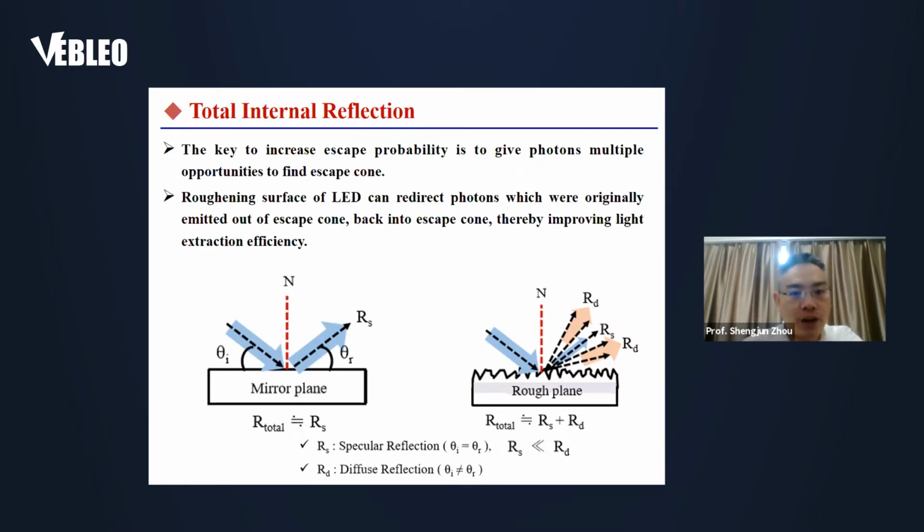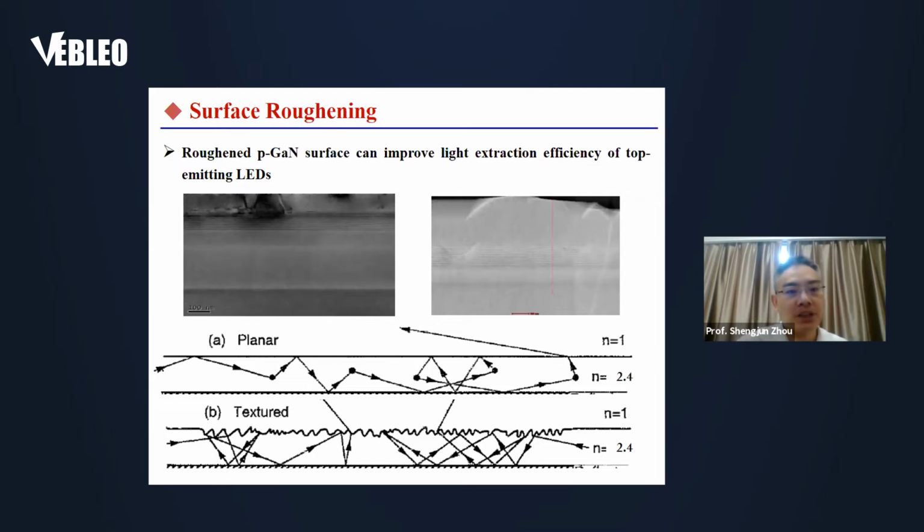Roughening surface of LED can redirect photons which were originally emitted out of escape cone back into escape cone, thereby improving light extraction efficiency. Roughened P-type gallium nitride surface can improve light extraction efficiency of top-emitting LED.